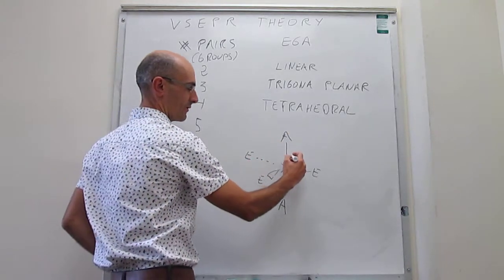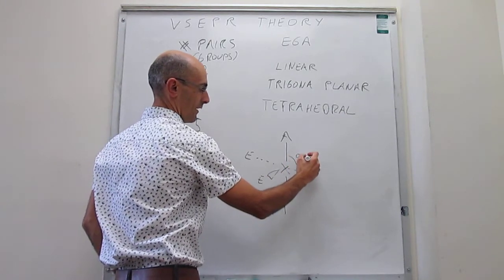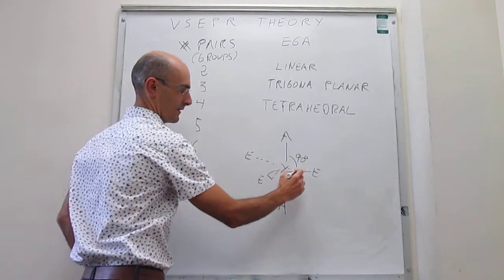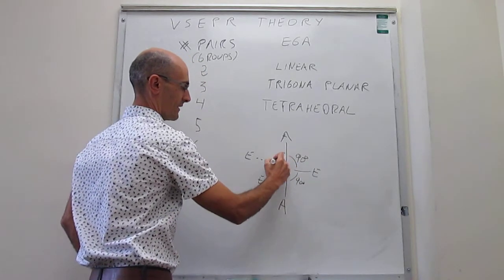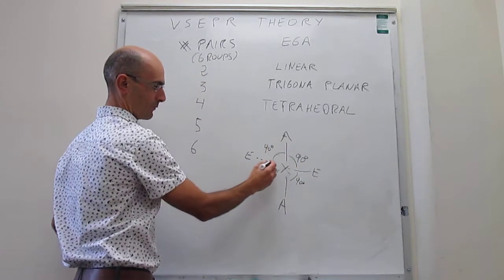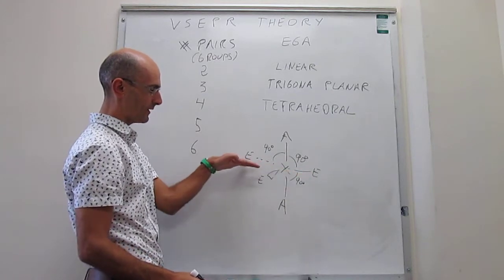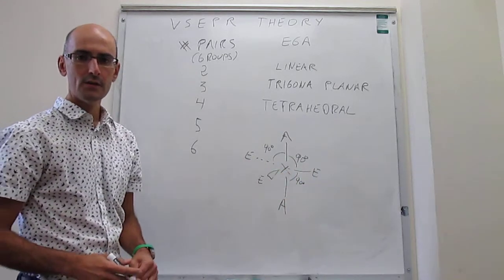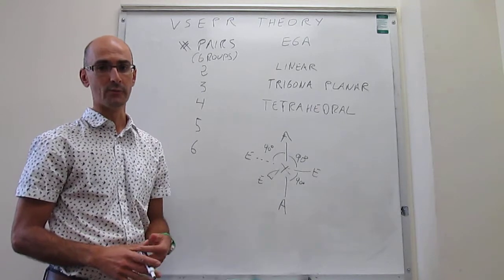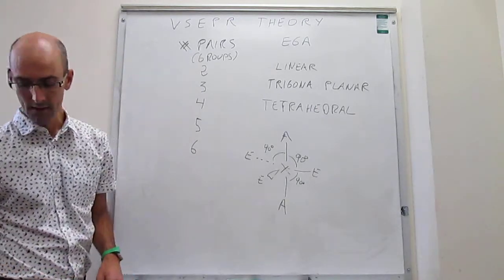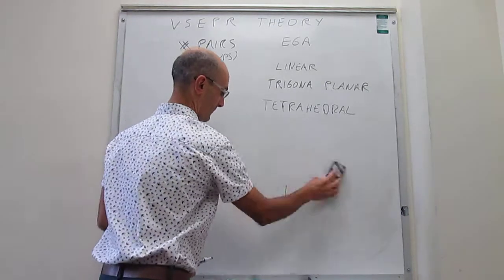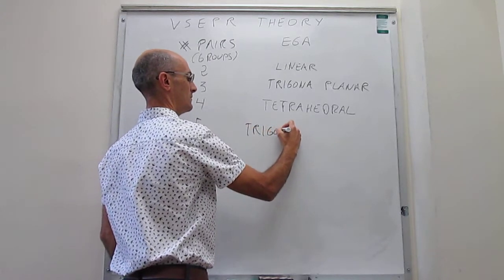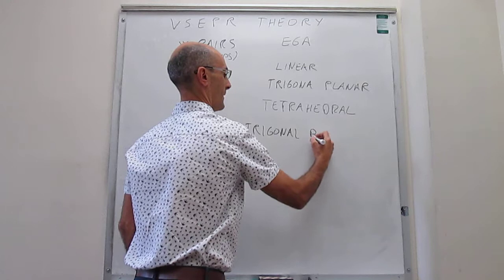That means the angle between any one of the AX, XE bonds is always 90 degrees. It's 90 degrees with respect to this one, and so forth. But within the perpendicular plane where the 3 E atoms are, the angles E, X, E are 120 degrees. So this is the shape that minimizes electron repulsion, and that is what we call the trigonal bipyramidal electron group arrangement. That is going to be a trigonal bipyramid.